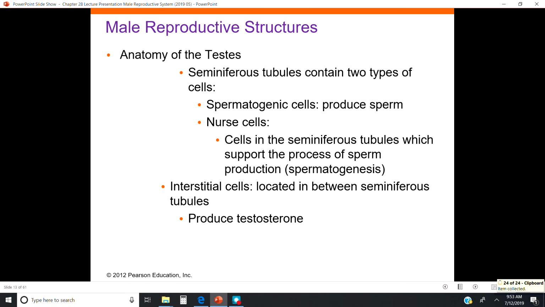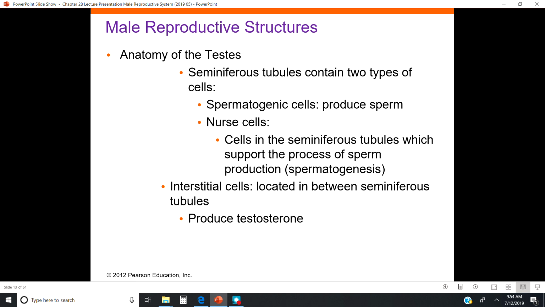Okay, so if we look in the seminiferous tubules, we'll see that there's two main types of cells. The main cells that produce the sperm are the spermatogenic cells. These produce the sperm. The second one is going to be the nurse cells. These are more important in overseeing the process of spermatogenesis. They make sure that the environment within this seminiferous tubule is normal. It just takes care of the cells that are producing sperm. So they call them nurse cells. They used to call them Sertoli cells. That's another name.